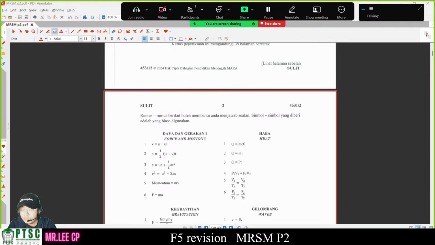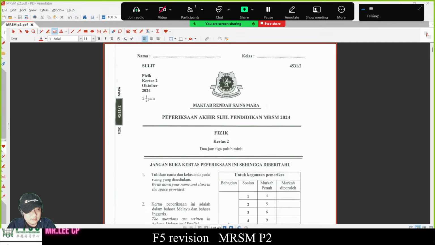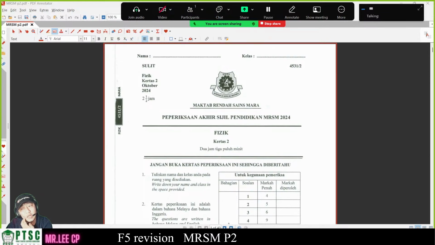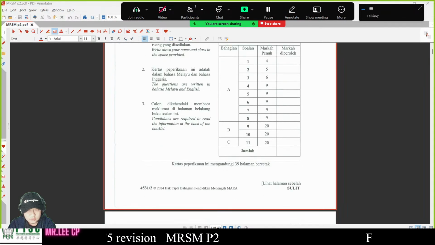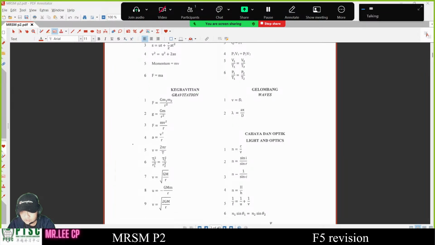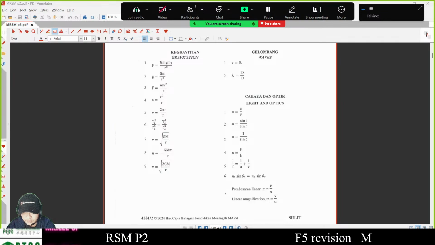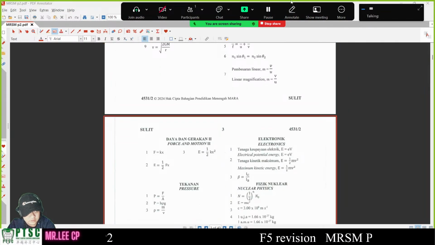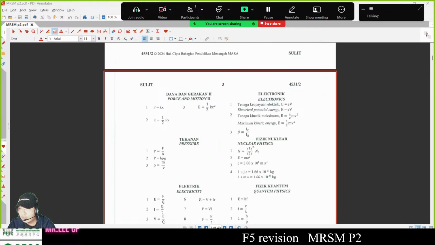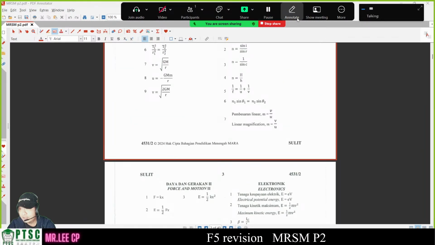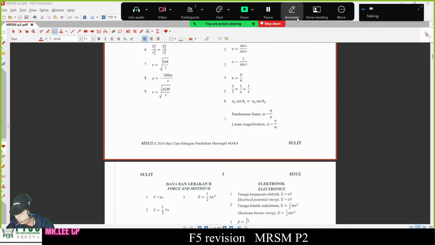Today we are going to discuss the MRSM Paper 2. Okay, this is a formula. You do not need to memorize the formula of the physics, they will give it to you, so you do not need to worry about it. Now, before the class starts, it is 7:26.